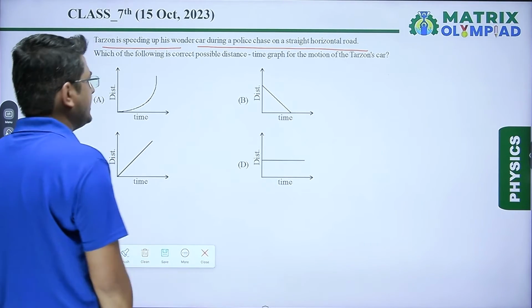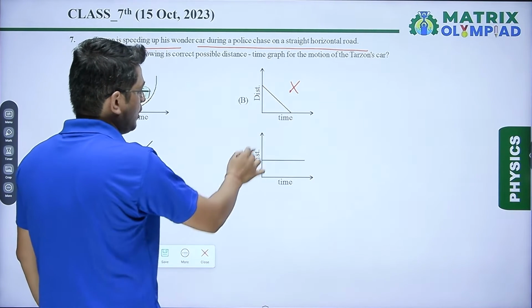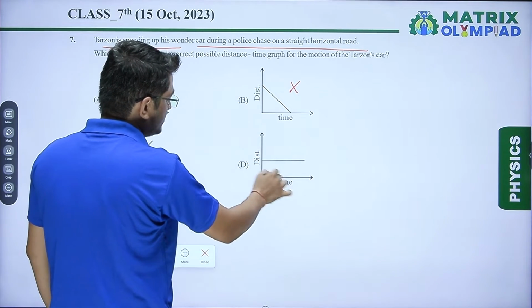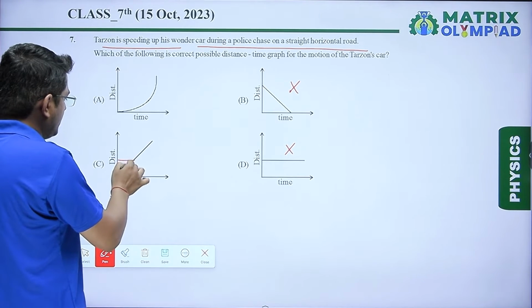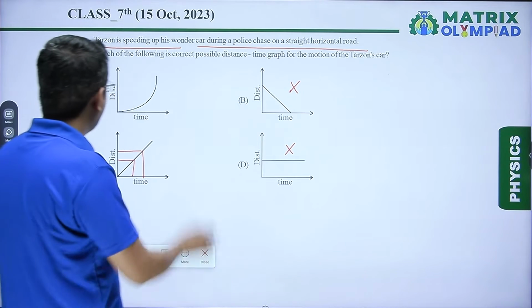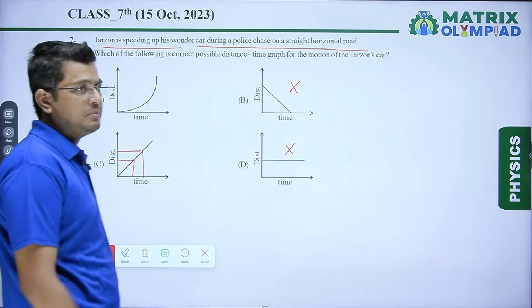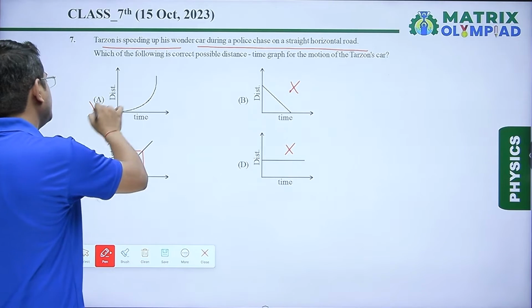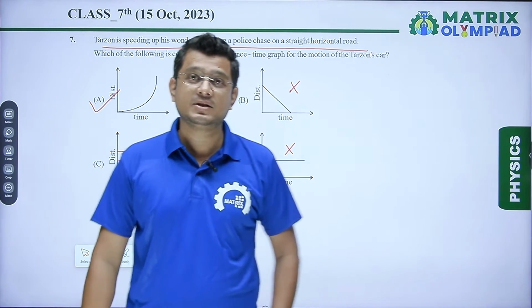So from here we can say in this one, distance is decreasing with time, which is not possible. In this one, the object is at rest because distance is constant with time. So this is also not our answer. In this one, in equal time intervals, the object is traveling equal distance. That means acceleration is 0. Here we can see that as time increases, the distance traveled is also increasing. That means the correct option is option A. So we have solved all the questions related to the physics subject.